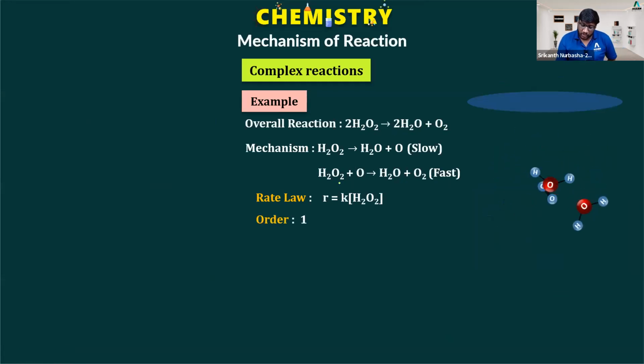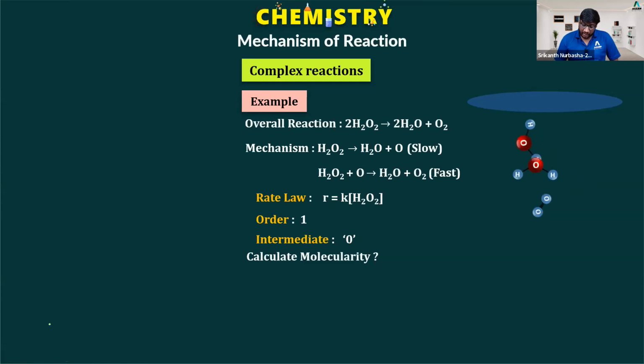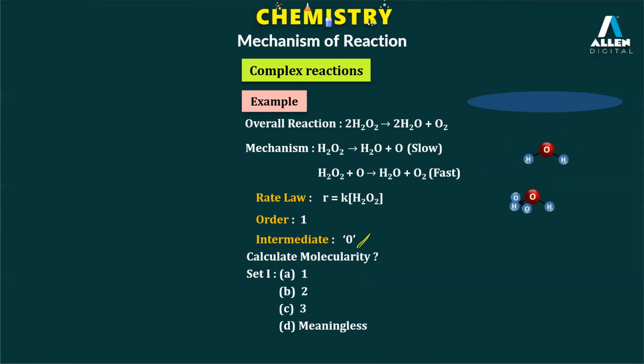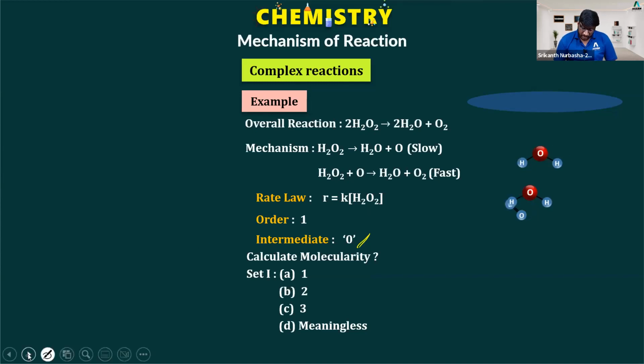2H2O2 gives us 2H2O plus O2. Same rate expression. Rate law is K into concentration of H2O2. Order equal to 1. Intermediate is oxygen. Calculate molecularity. Whenever we have an intermediate, molecularity is how much? Meaningless. If an intermediate is there, no molecularity. Intermediate is oxygen. It is there in the slowest step. So whenever we have an intermediate in the slowest step, molecularity is meaningless.